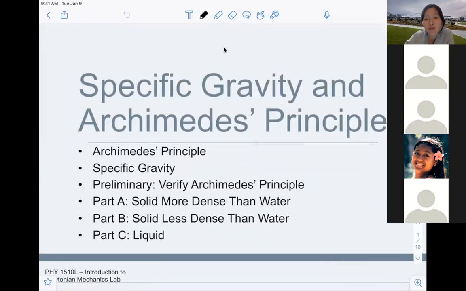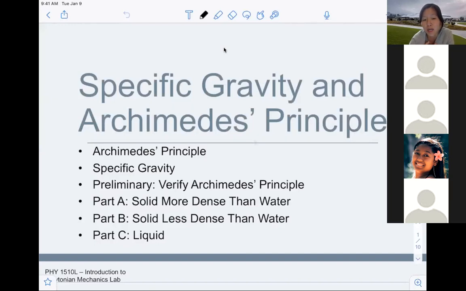Okay, so today's lab is about fluids. Different lectures may go about the pace differently, but usually fluids will be talked about later in the semester. 1510 is usually the last topic or the second to last topic. So most likely you haven't covered fluids in the lecture.